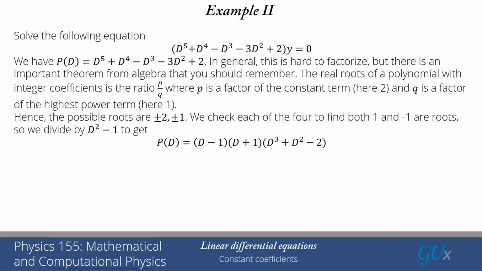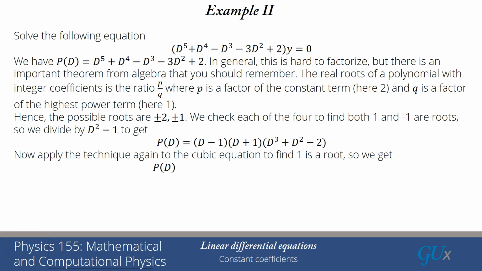If I try 1 in this equation, you immediately see it's 1 plus 1 minus 2. That's equal to 0. So there's an extra factor of d minus 1, so I get a d minus 1 squared, and then I get a quadratic that is left after I divide d cubed plus d squared minus 2 by d minus 1. I find it's equal to d squared plus 2d plus 2. And now I use the quadratic equation to find the roots of that.